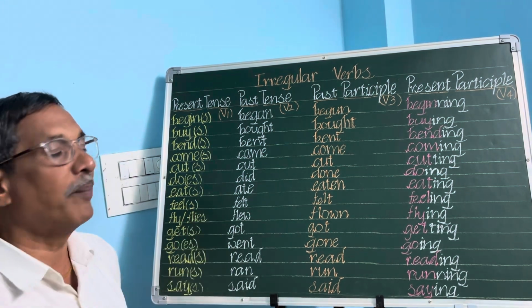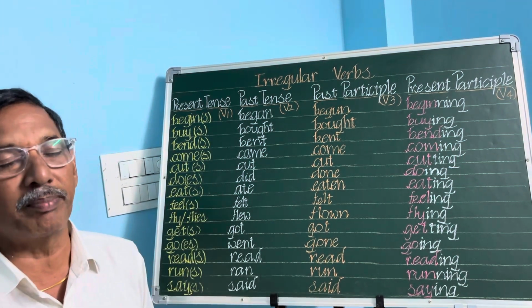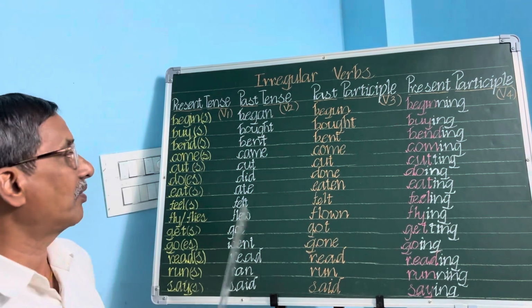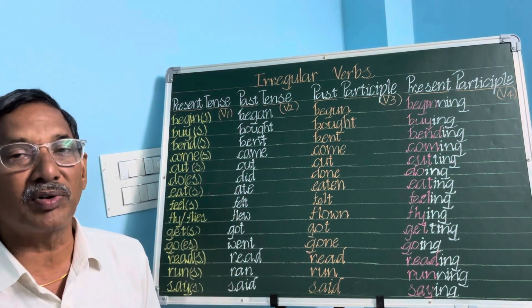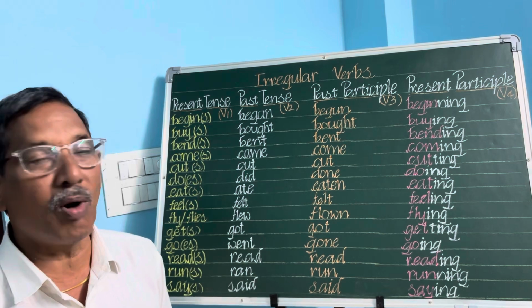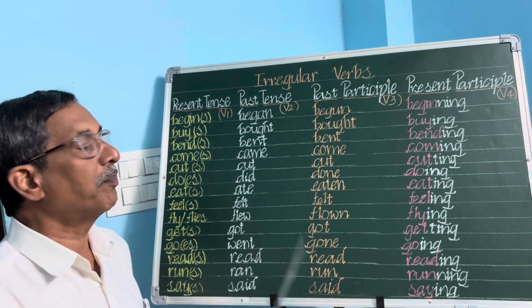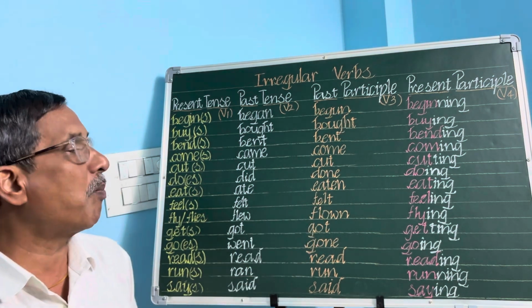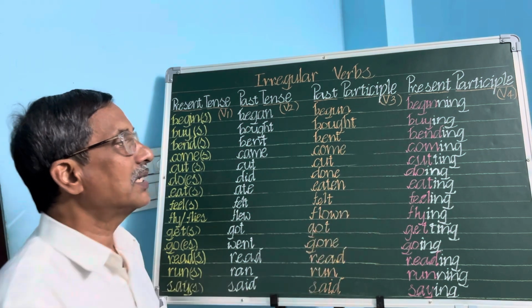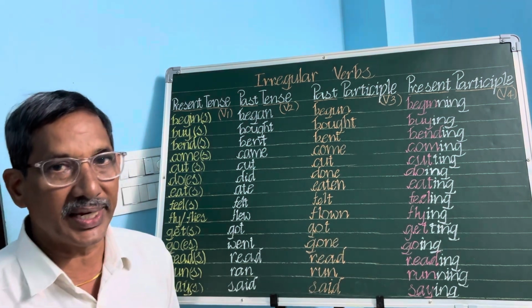Come to the next one. Buy and buys, present tense form, and the past tense form is bought. And the past participle form is also bought, and the present participle form is buying.